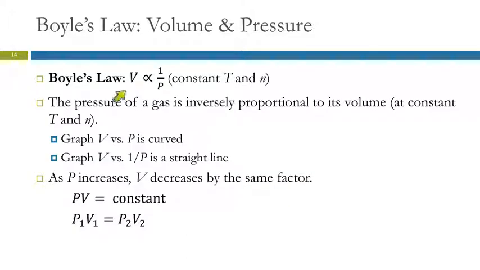So Boyle's law can be stated this way. The volume is proportional to 1 over the pressure. And here we're assuming that the temperature and the amount of gas remain constant, because these simple laws look at only two things changing. So the graph of volume versus pressure is curved, but if we graph volume versus 1 over the pressure, we're going to get a straight line. As the pressure increases, volume decreases by the same factor, so the pressure times the volume is a constant, and that gives us this relationship here. So this is how we usually represent Boyle's law. Pressure 1 times volume 1 is equal to pressure 2 times volume 2.